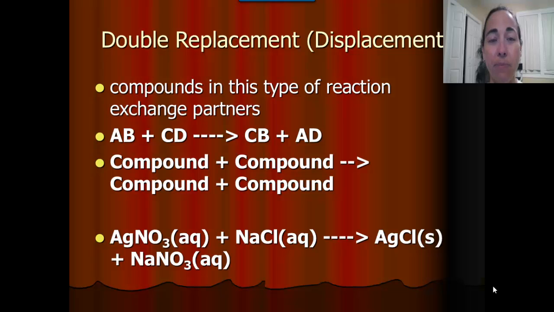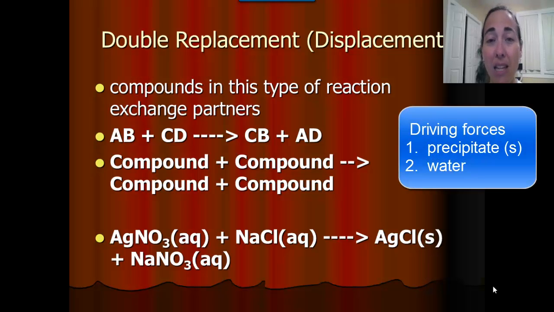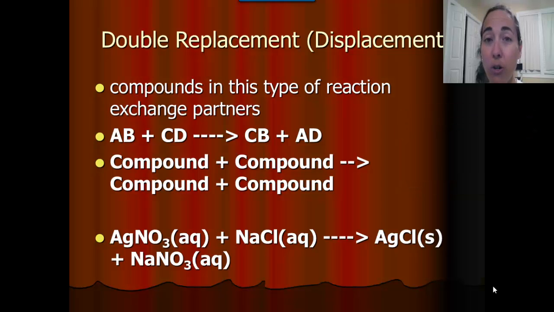The thing that's going to force a double replacement reaction to occur is the formation of a solid or a precipitate. In the case of this example, it's the silver chloride. Or you're going to form water. Those are the driving forces for a double replacement to occur.